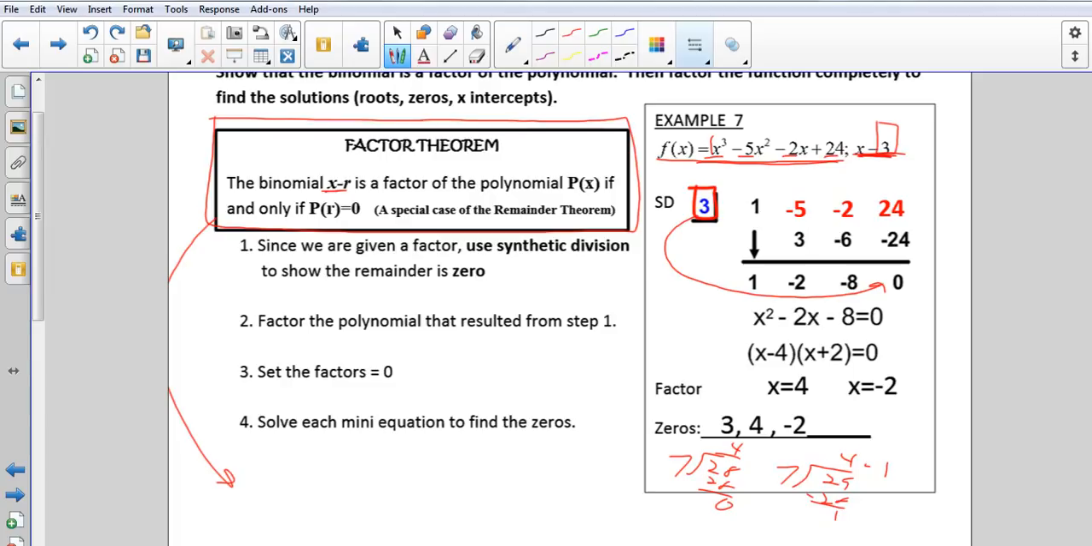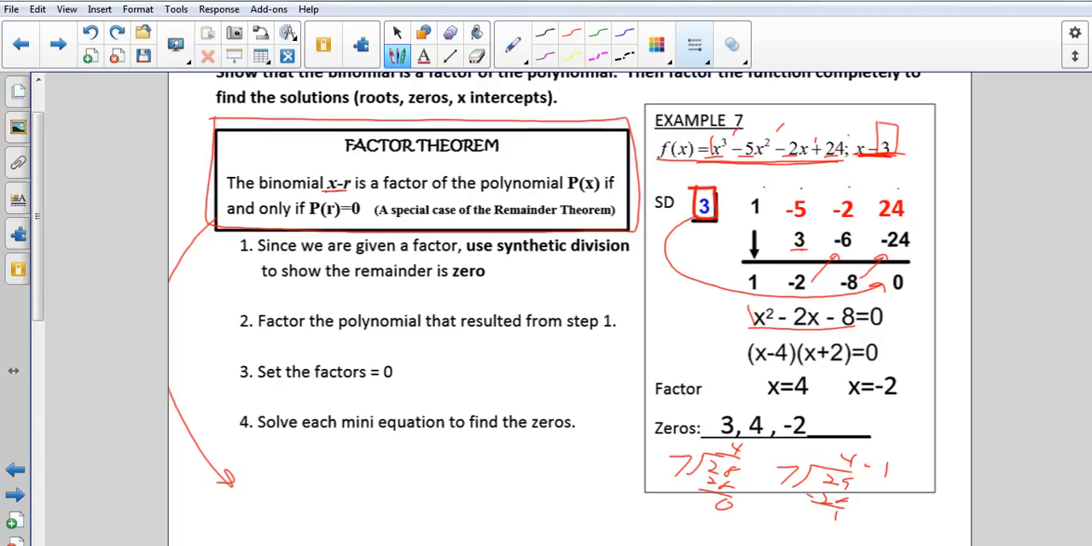So let's see. We write our 3, we write our 1, -5, -2, 24. Remember, make sure you have 3, 2, 1, none. We have that. We have our cubic, our square, our x to the first, and our constant. Now we drop the 1 down, multiply by 3. That gives us 3 on this spot right here. We add and get -2. We multiply by 3 and get -6. We add and get -8. We multiply by 3 and get 24. Add and we get 0. Now, all we're doing now is doing another step. Past couple days we've been doing this.